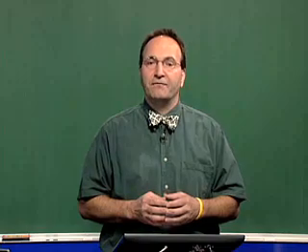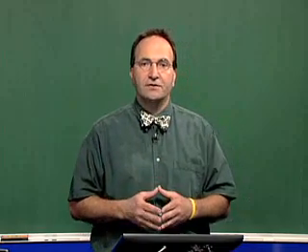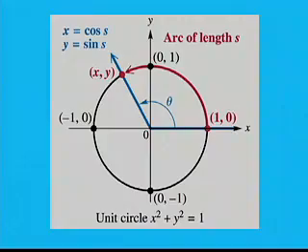We will begin by defining the unit circle and circular functions. The equation for a circle is, of course, x squared plus y squared equals r squared. A unit circle has its center at the origin with a radius of 1 unit. So the equation for the unit circle is x squared plus y squared equals 1. Starting at the point (1, 0), which we have right here on the x-axis, we wrap a real number line around the circle.